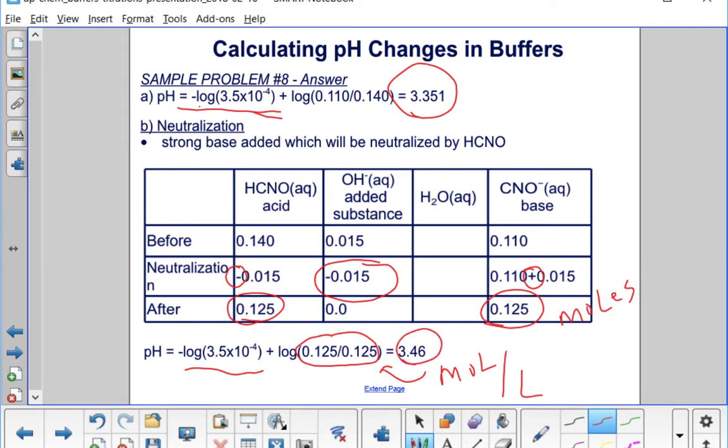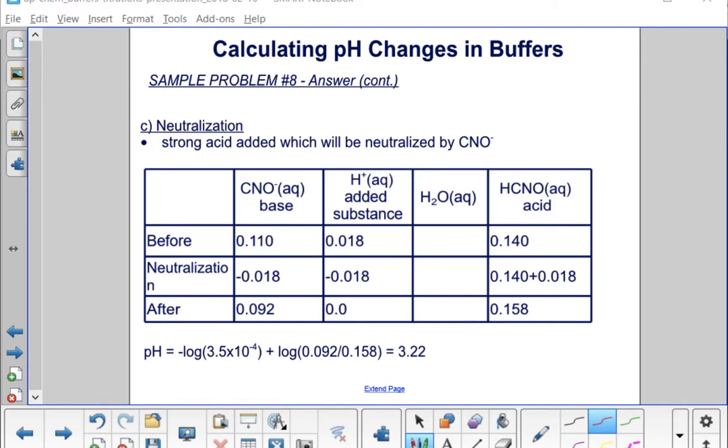So look at the difference here, 3.351 and 3.46. So we have a very small increase in the pH, even though we added a strong base. So that's the point of what a buffer does, is resist those great big changes in pH when you add a strong base or a strong acid.